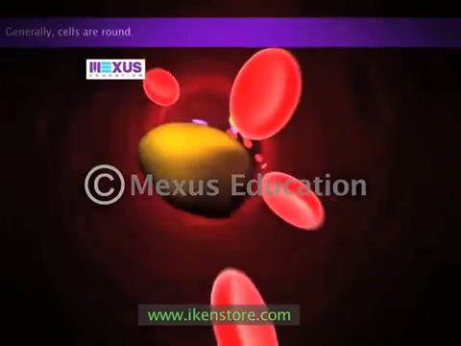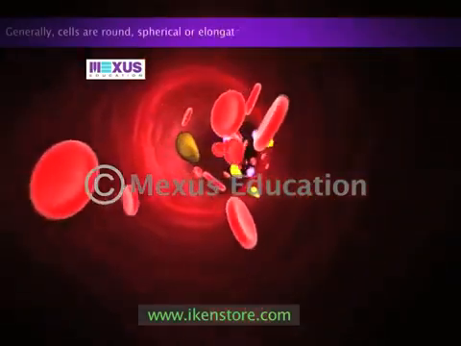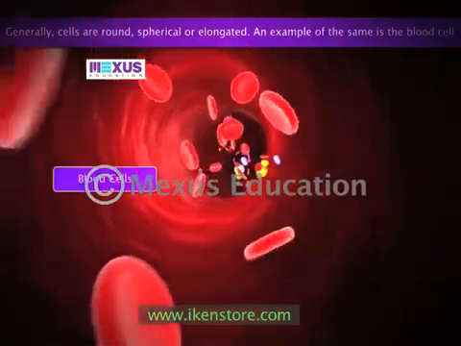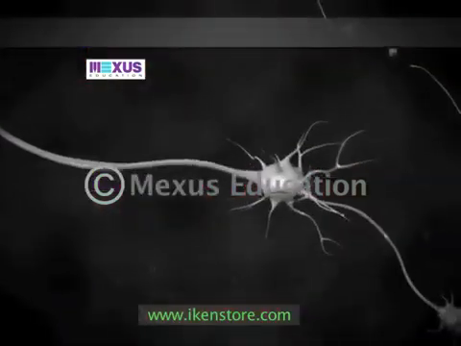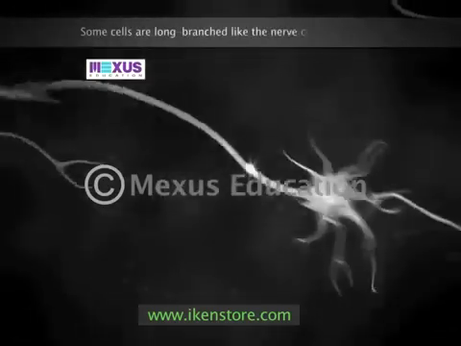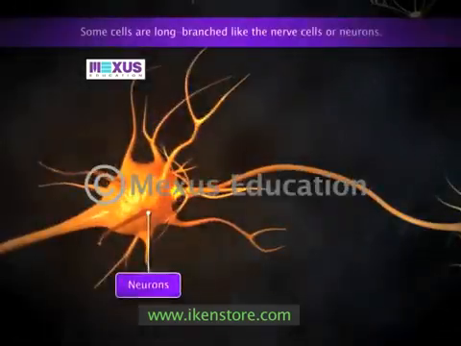Generally, cells are round, spherical, or elongated. An example of the same is the blood cell. Some cells are long and branched, like the nerve cells or neurons.